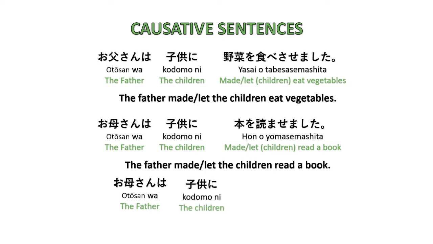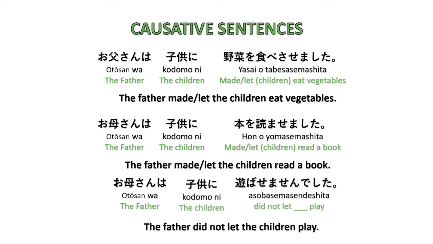And last example, Oto-san wa kodomo ni asobasemasen deshita. The father did not let the children play. So here we use the negative past polite form of the causative verb. Asobasemasen deshita.